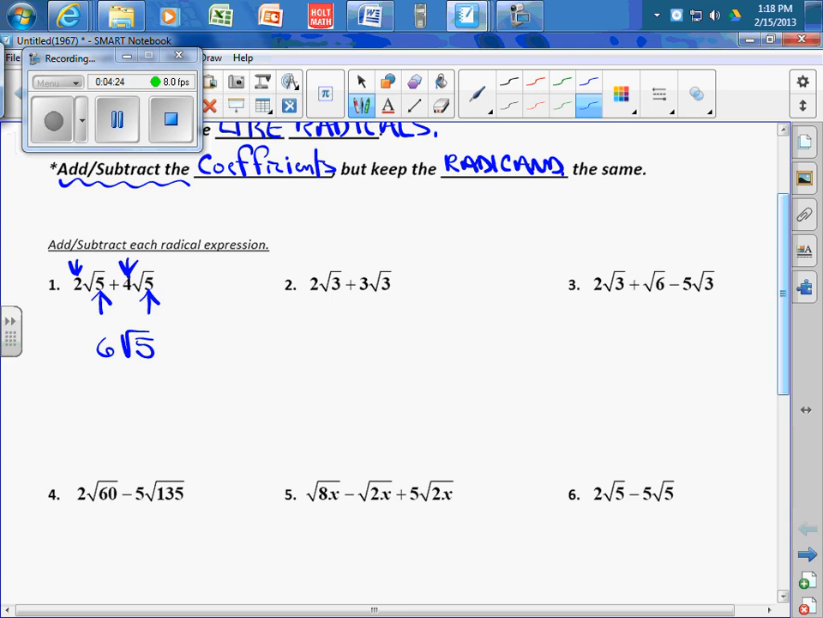In number 2, we have the radical 3 and the radical 3 that are the same. I add the 2 and the 3 and I get 5 radical 3. In number 3, only the radical 3's get combined. I'm going to jump over the radical 6 for the time being. I have 2 radical 3 minus 5 radical 3 is negative 3 radical 3. I bring down the plus radical 6, and we're done.